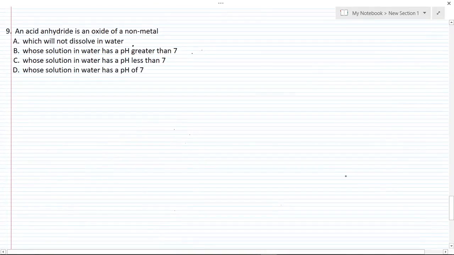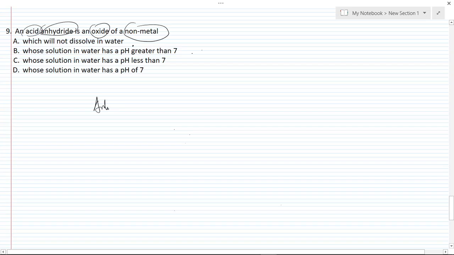An acid anhydride is an oxide of a non-metal, A, which will not dissolve in water, B, whose solution in water has a pH greater than 7, C, whose solution in water has a pH less than 7, and D, whose solution in water has a pH of 7. So we have a bunch of words here: acid, anhydride, oxide, non-metal. Let's look at what they mean.